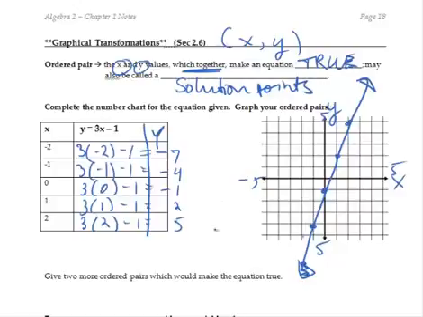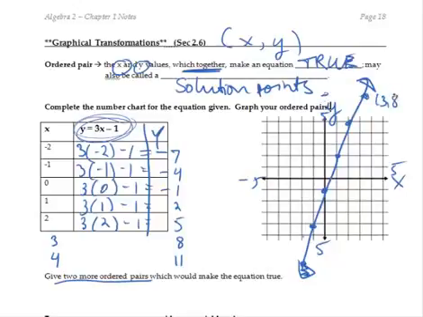Okay. Now, giving 2 more ordered pairs, which would make this equation here true, lots of ways we could do this. We could just add more points to our chart, like 3 and 4, in which case we would get 8 and 11. Or you could look at the points on your line. You could follow your line and say, oh look, there's a point up here. And this point is at 3, 6, 7, 8.